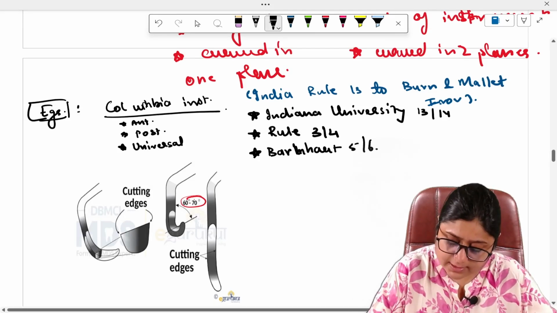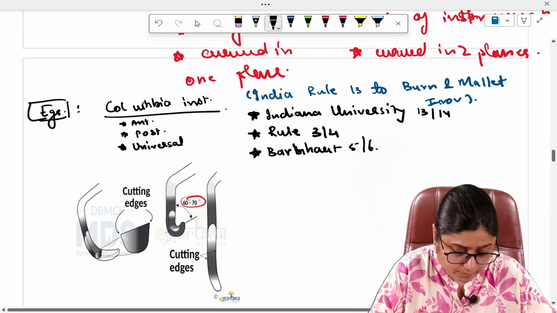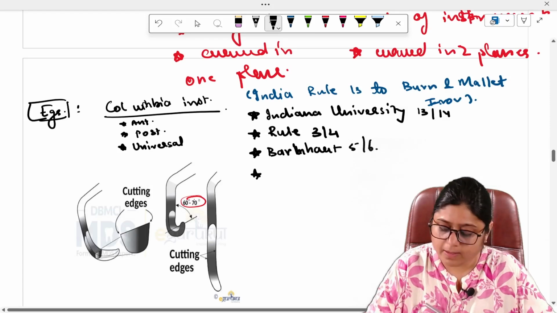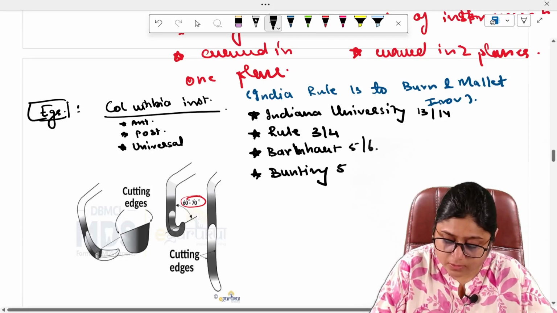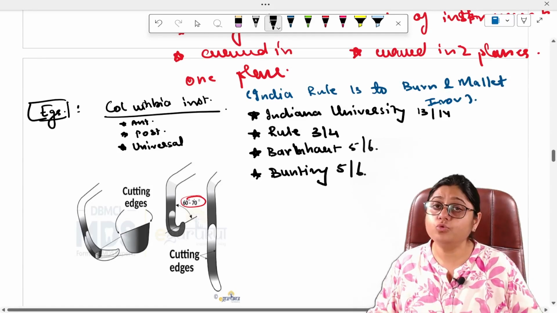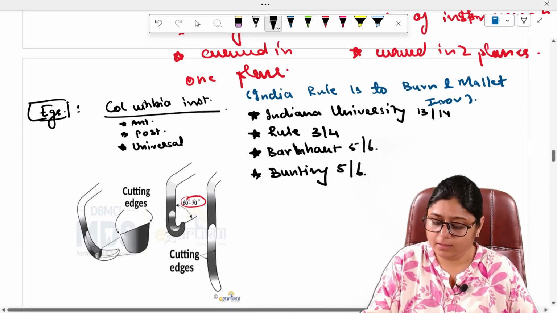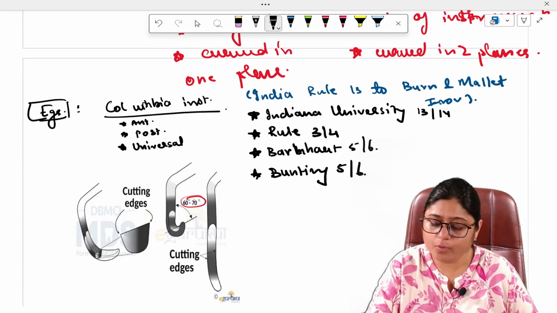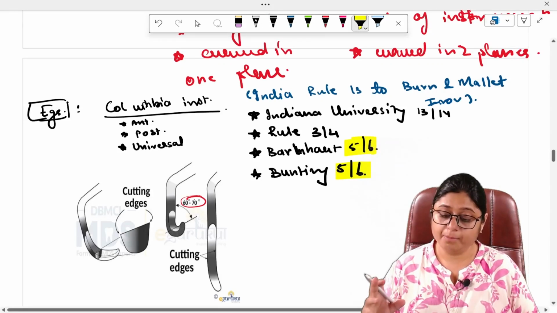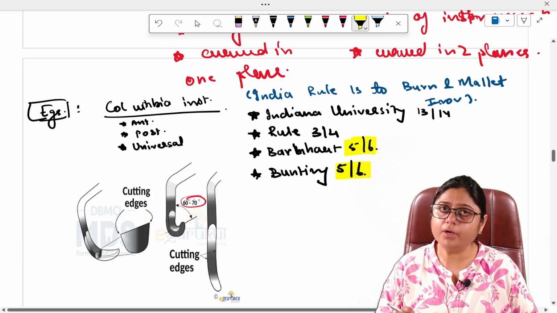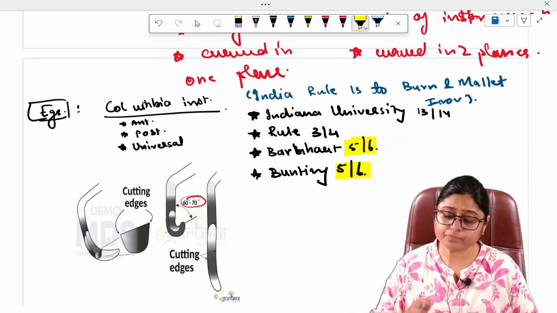5 and 6. Barnhart and Bunting. Bunting is also 5 and 6. So, Indian rule is to burn. Barnhart and Bunting both are 5 and 6. Okay. Burn you have to remember. From burn you will get Barnhart and Bunting.